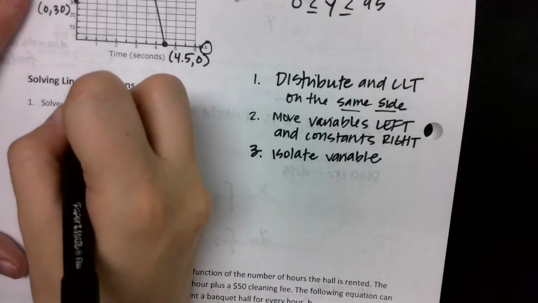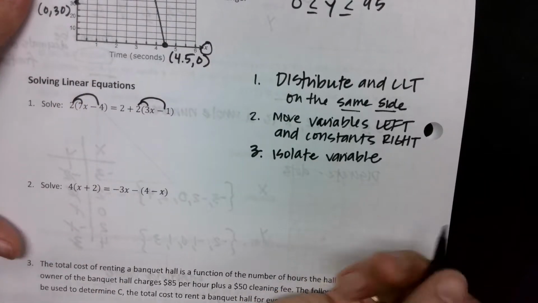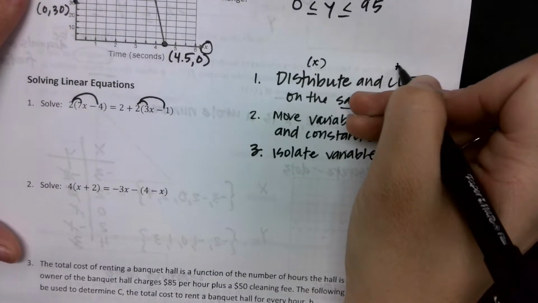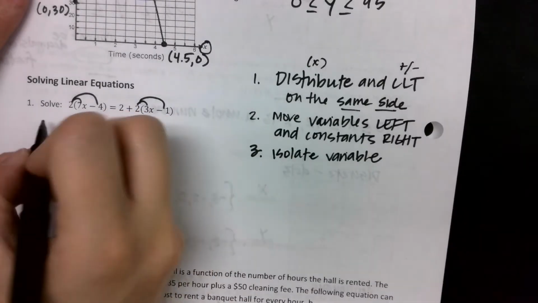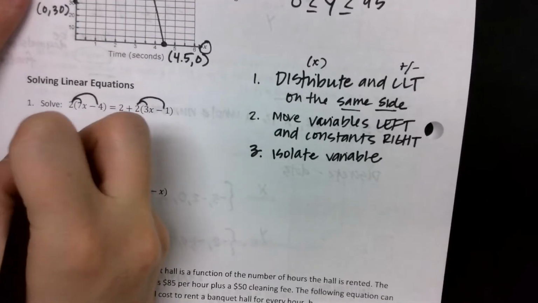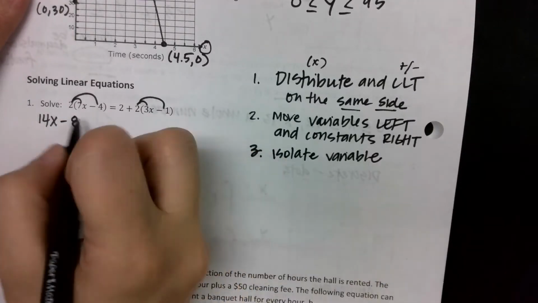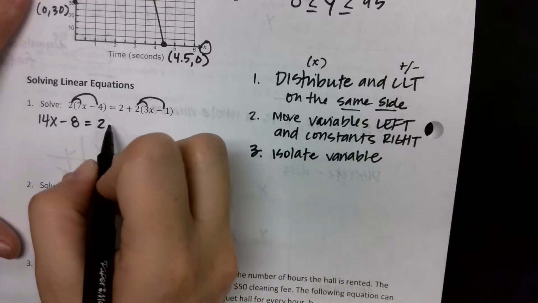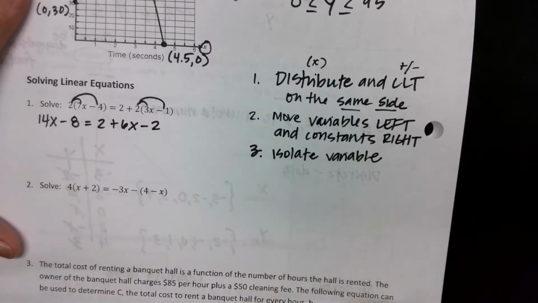Very first step, number 1. Can I distribute? Yes, show it. Distribute means to multiply. Combining like terms is adding and subtracting. So to distribute here, 2 times 7x is 14x. 2 times negative 4 is negative 8. Equals 2. 2 is not part of the distributing. 2 times 3x is 6x. 2 times negative 1 is negative 2.